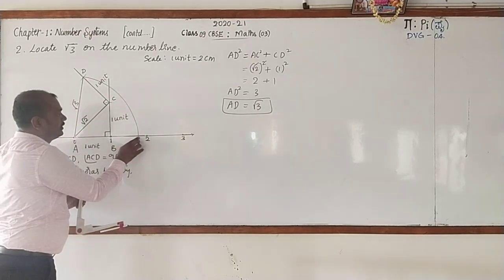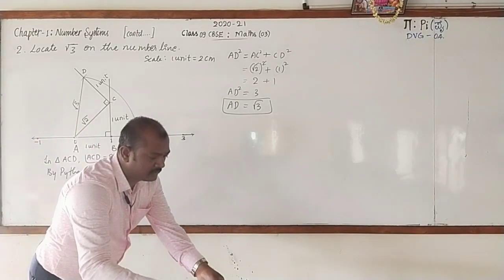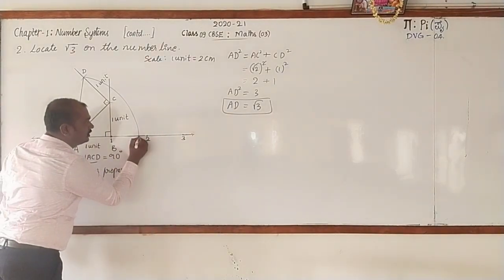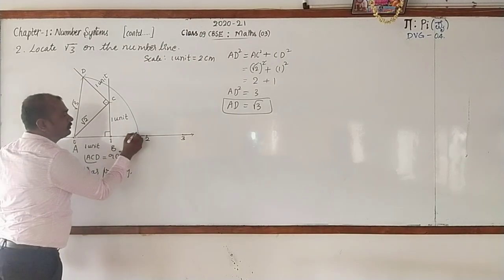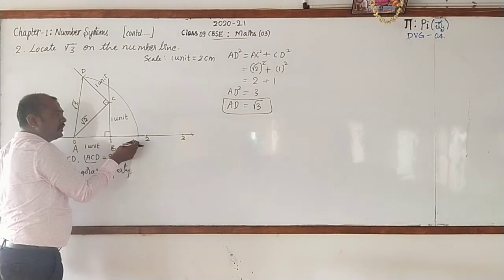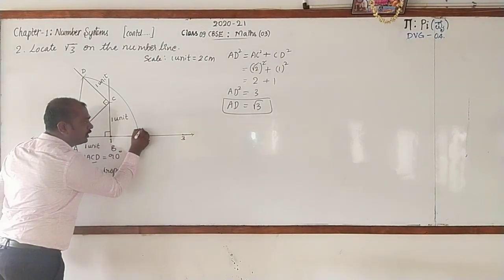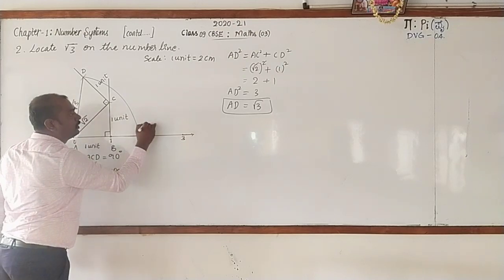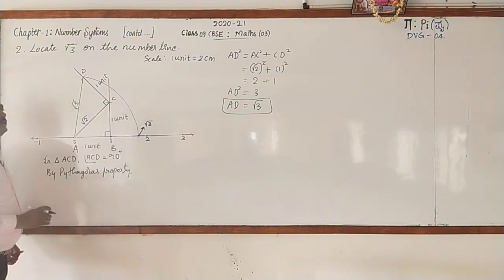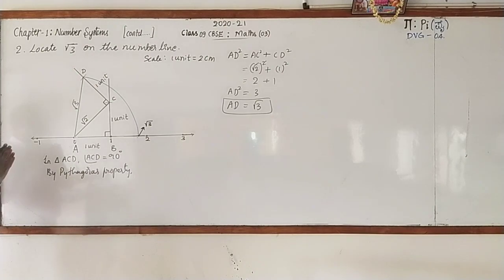Yes, this is the point. I am going to mark it. You can just draw an arc which cuts the line. This is the point which represents root 3. This is the method of locating root 3 on the number line.